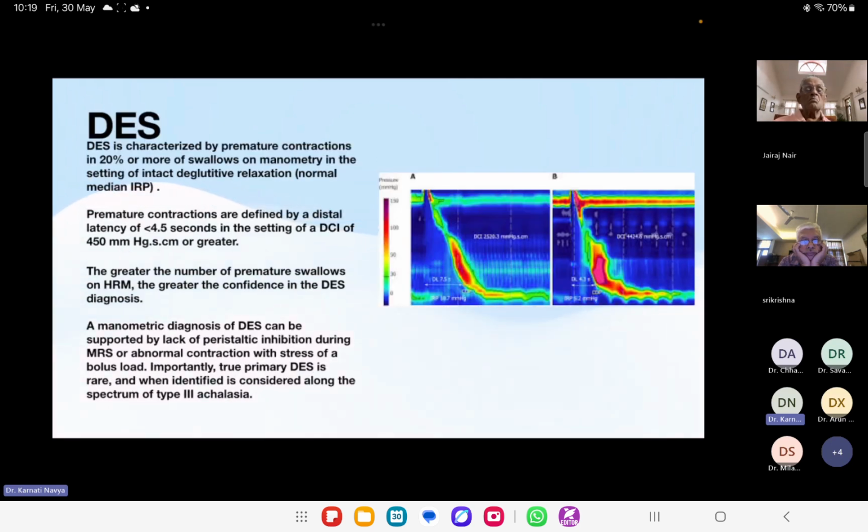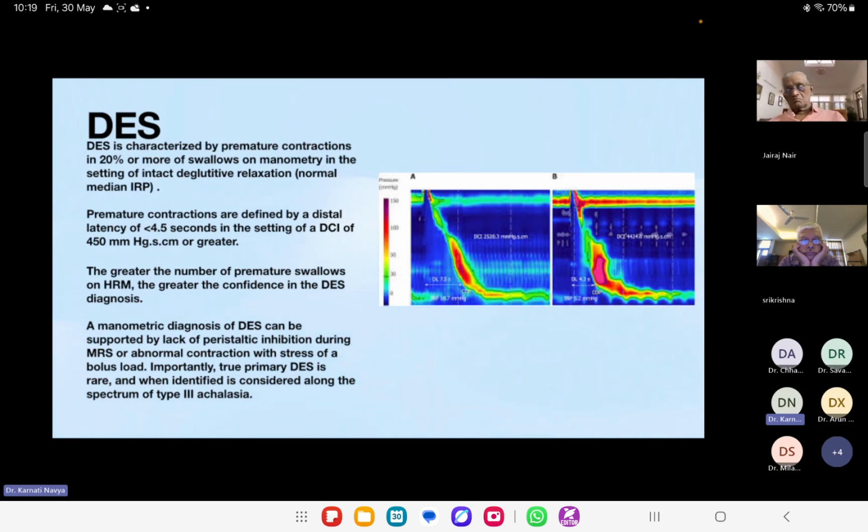Distal esophageal spasm is characterized by premature contractions in 20% or more swallows on manometry, in the setting of intact deglutitive relaxation with a normal integrated relaxation pressure. The premature contractions are defined by a distal latency of less than 4.5 seconds, or a distal contractile integral of 450 mmHg·cm·s or greater. The greater the number of premature swallows on HRM, the greater the confidence in the distal esophageal spasm diagnosis.